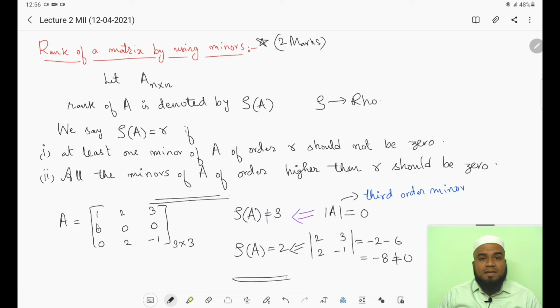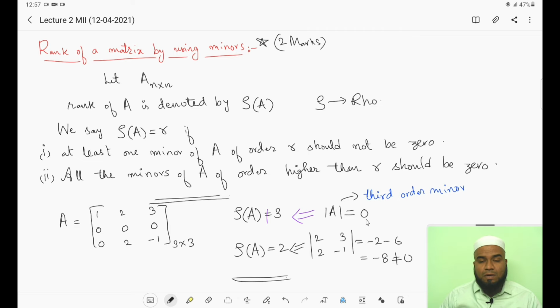For any given 3 by 3 matrix, I can say that the rank of matrix A will be 3 if the third order minor is not equal to 0. But here the third order minor, that is the determinant itself, is becoming 0. So the rank of A cannot be 3. For a 3 by 3 matrix, rank cannot be more than 3. Rank can be less than or equal to 3, but for this matrix A it is not 3 because the determinant is becoming 0.